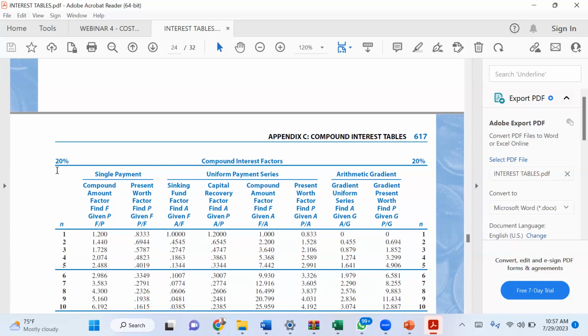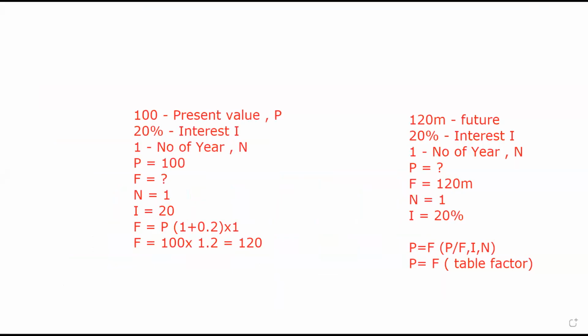So the number of years is 1 year, and the interest rate is 20%. The table factor says it is 0.8333. So I'll go back to my whiteboard. The present value becomes the future value I was given, 120, times the table factor, 0.8333. Gentlemen, if you multiply that, you're going to get 100 million. Can somebody do it? 100 million.